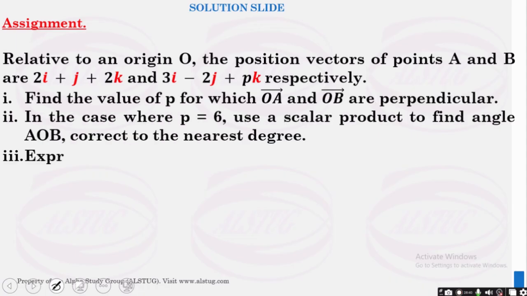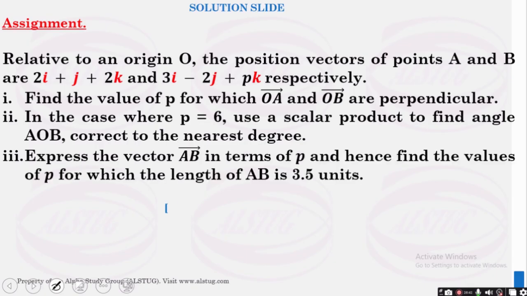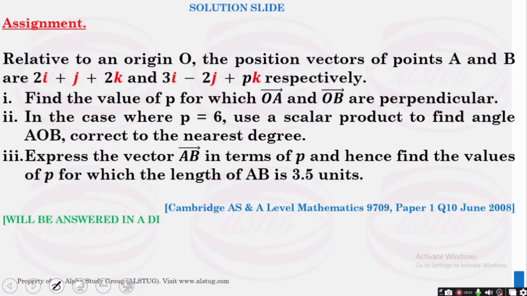Now this is a special assignment which I want you to try out before we go to the next one. So we have, relative to an origin O, the position vectors of points A and B are 2i + j + 2k and 3i - 2j + pk respectively. So I want you to take this assignment. You could pause the video, copy it out, and do it.